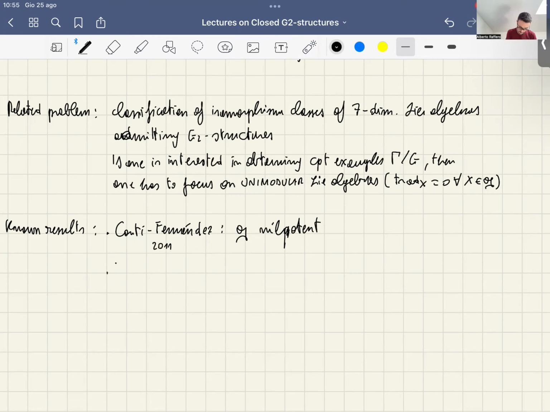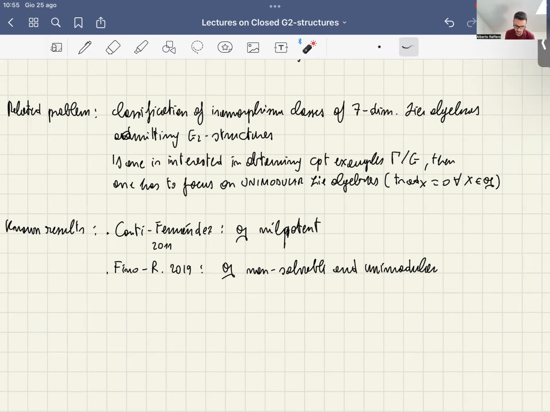Then recently, together with Anna Fino, in 2019, we obtained a classification in the case where G is non-solvable and unimodular. And also in this case, you can obtain a structure result for the Lie algebra and describe up to isomorphisms which are all the possible 7-dimensional non-solvable unimodular Lie algebras admitting closed G2 structures.